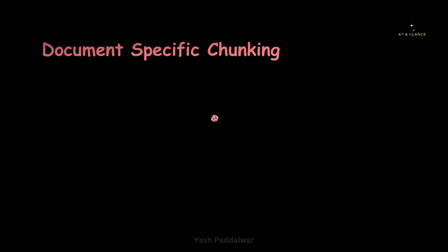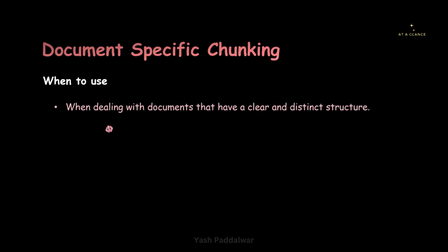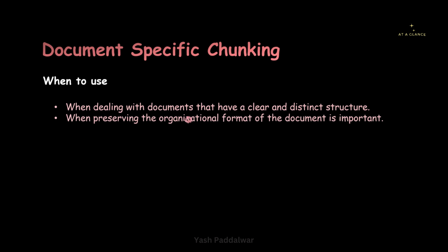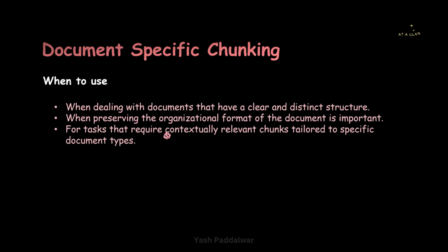Now that we have seen the implementation of document-specific chunking with multiple examples, let's summarize when to use this type of chunking strategy. When dealing with documents that have a clear and distinct structure, the documents which have a particular format and the syntax remains universal, in that case we can simply use this type of chunking strategy. When preserving the organizational format of the document is important. Yes, there might be cases where the document format matters a lot. In that case, we can use this chunking strategy for tasks that require contextually relevant chunks tailored to specific document types.